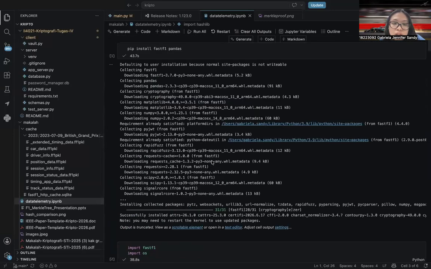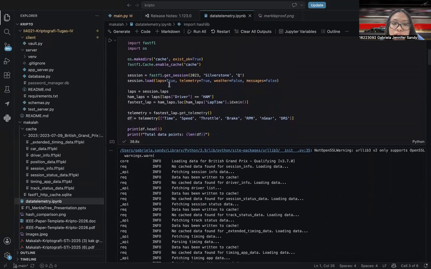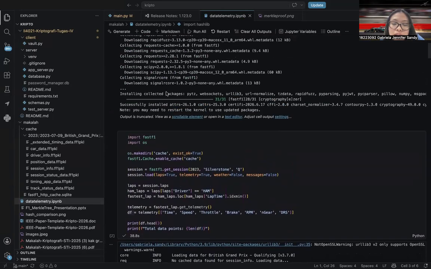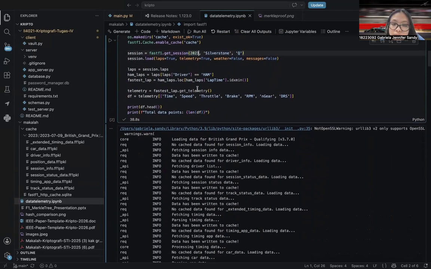Now, I'm going to run a demo of the code that I've done in my Jupyter notebook. You can see here that I've already installed FastAPI, pandas, and the FastF1 database. And here we can see how I run the data that I use. The driver is Lewis Hamilton, and all I need is the lap time, and the data that I'm getting is the time, speed, throttle, brake, RPM, gear, and DRS of the Silverstone qualifying in 2023.